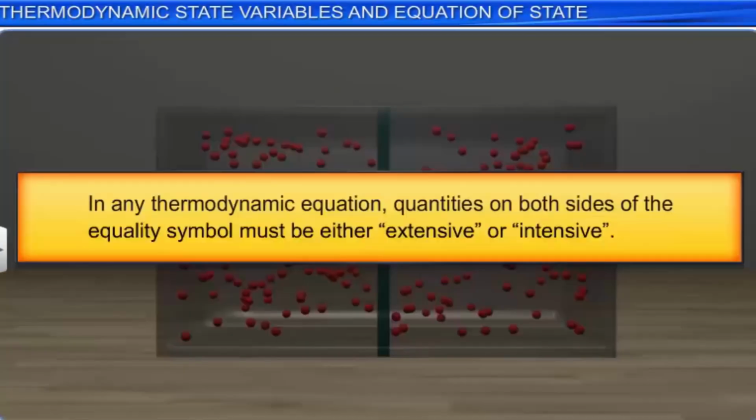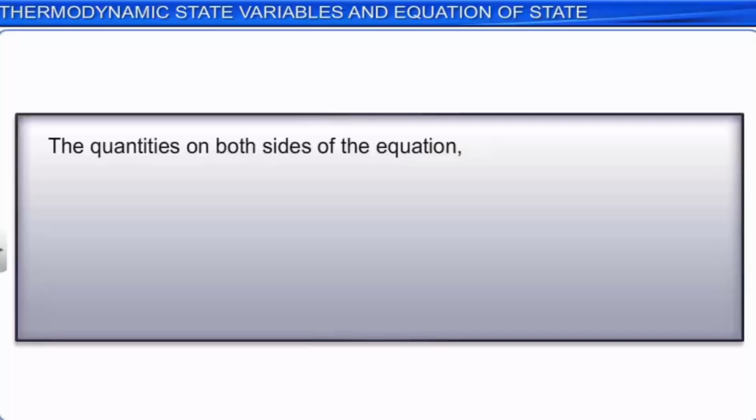In any thermodynamic equation, quantities on both sides of the equality symbol must be either extensive or intensive. For example, the quantities on both sides of the following equation are extensive.